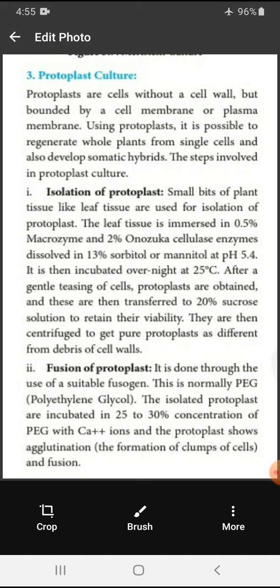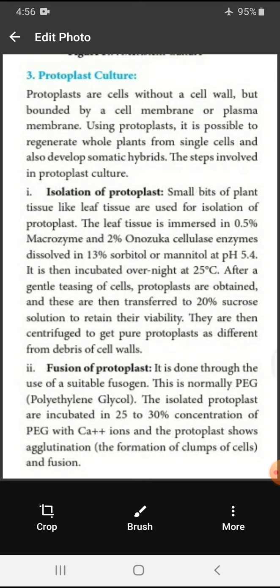After a gentle teasing of cells, the protoplasts are obtained and these are then transferred to 20% sucrose solution to retain their viability. Then they are centrifuged to get pure protoplast, separated from the debris of the cell walls. Then we are going to discuss fusion of protoplast.